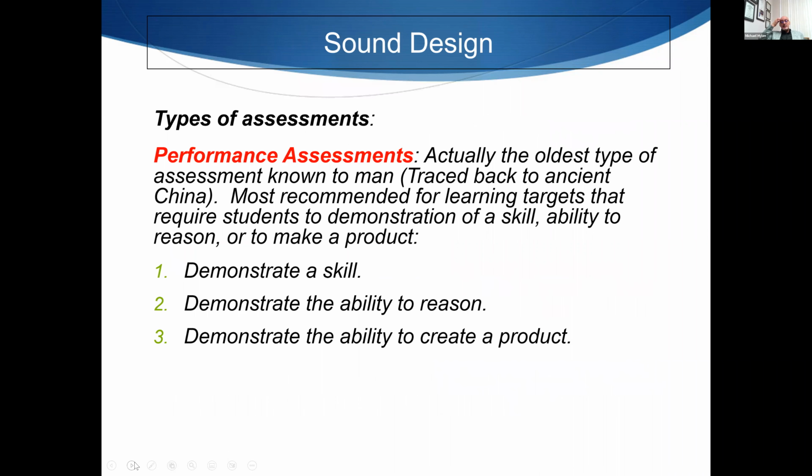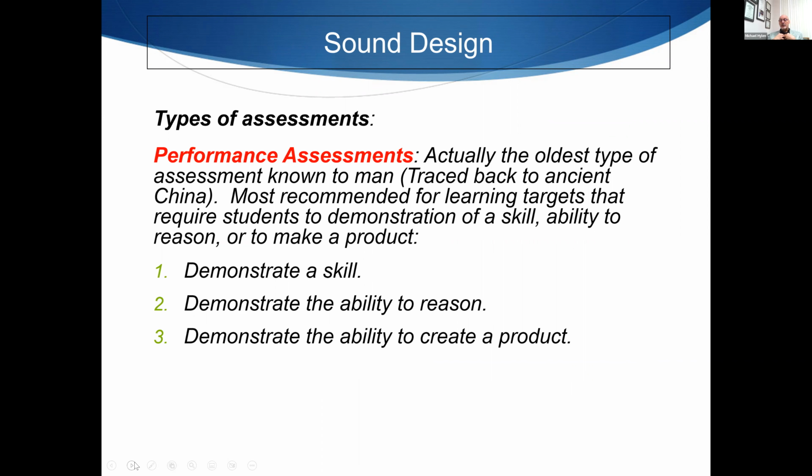And then performance assessments, and I mentioned this, I said this is the oldest, and again, that goes back to the skills. They align to it. They demonstrate a skill. So they actually have to build something. They actually have to shoot a basketball. In artwork, they have to do something.